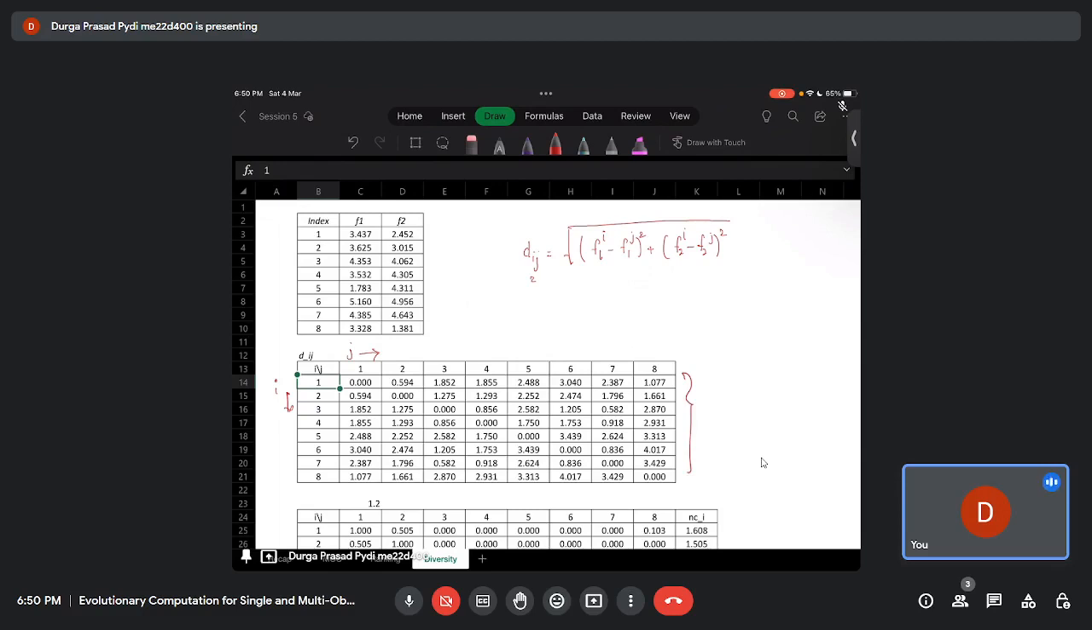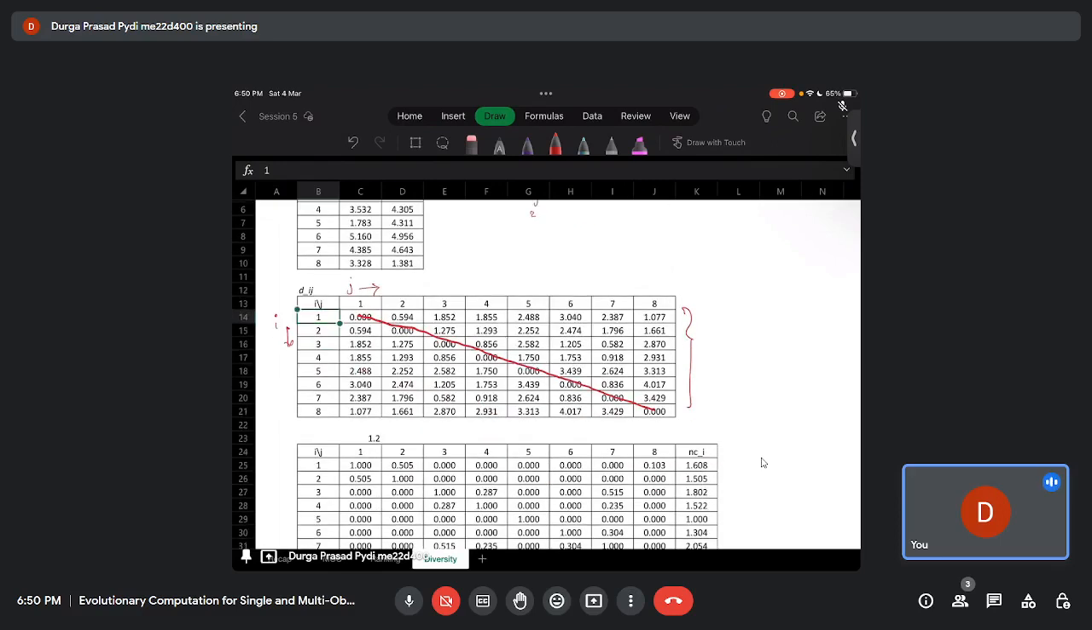With this you can see that along the diagonal elements it should be 0. D11 is essentially the distance between 1 and 1, so it will be 0 anyway, and it will be a symmetric matrix. So instead of n square computations, when implementing you can optimize that. We'll not go into details of that.